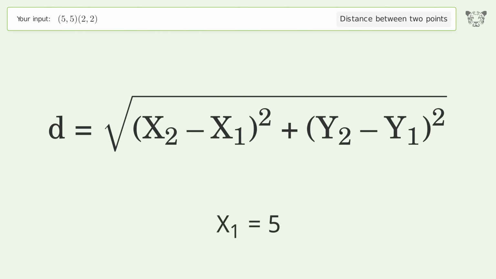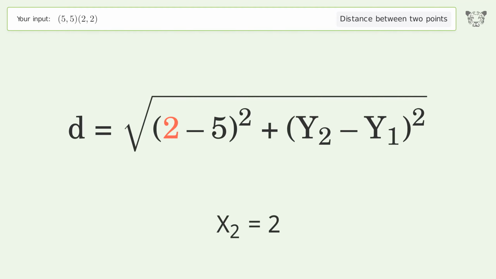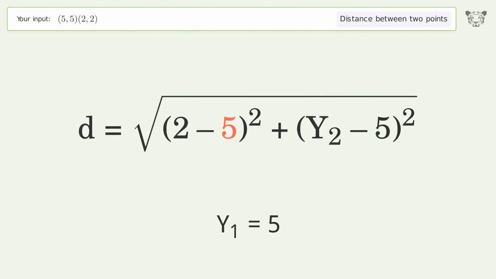x1 equals 5. x2 equals 2. y1 equals 5. y2 equals 2.